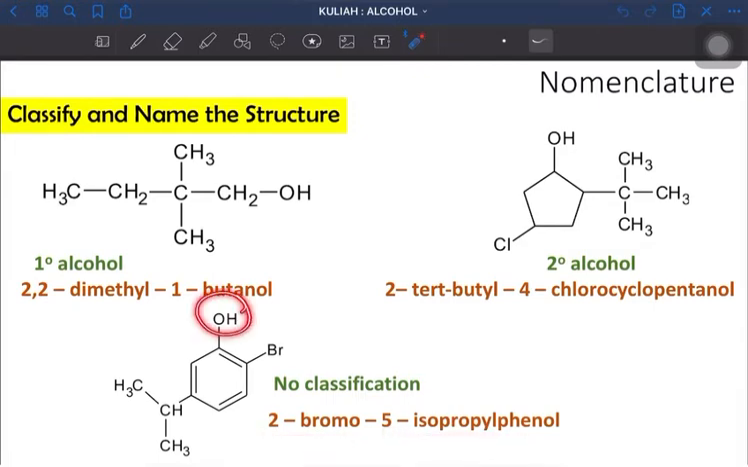And since this OH is bonded to the carbon where this carbon cannot be classified, so this alcohol cannot be classified juga lah. So there is no classification for this structure.